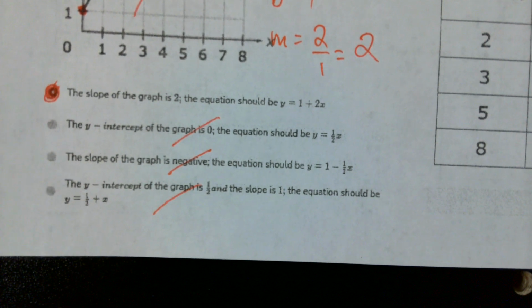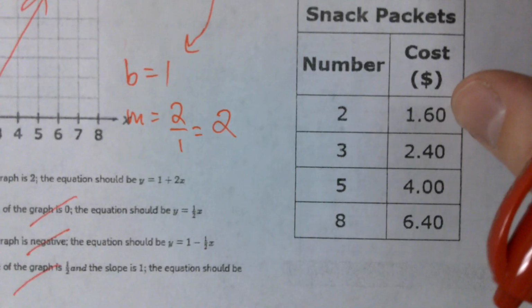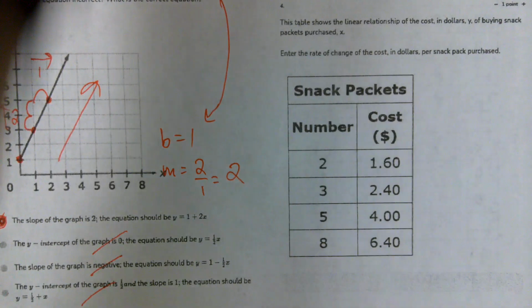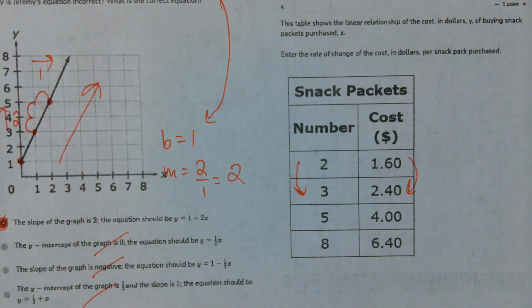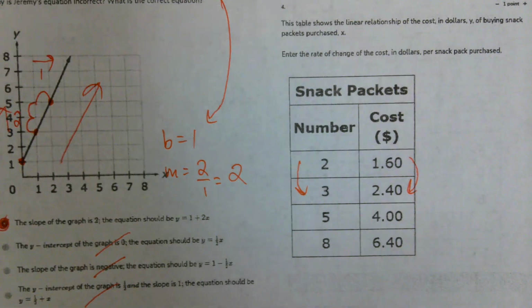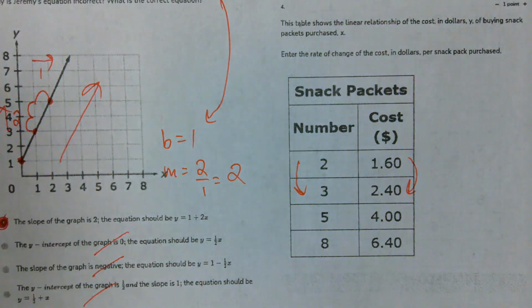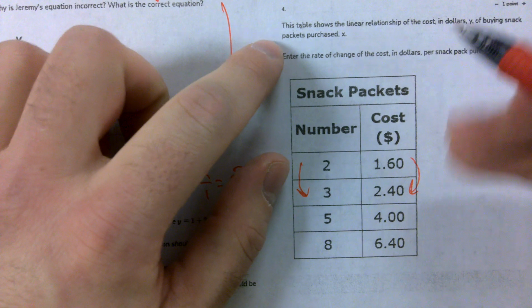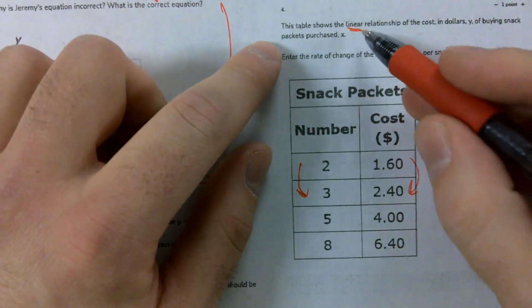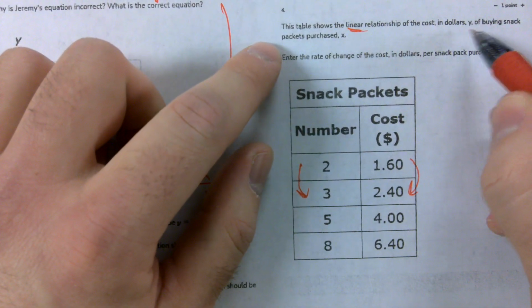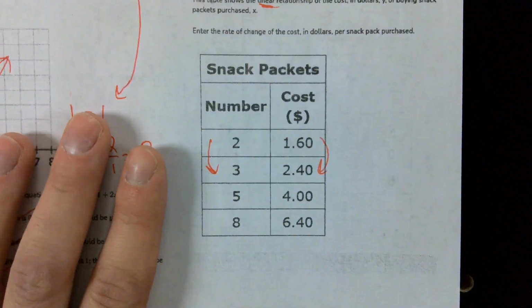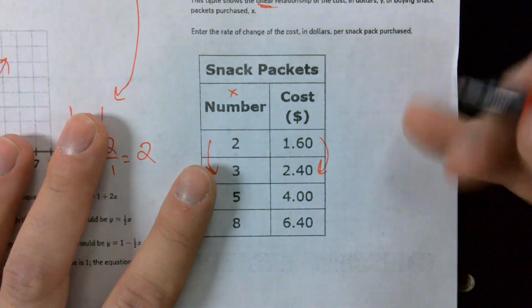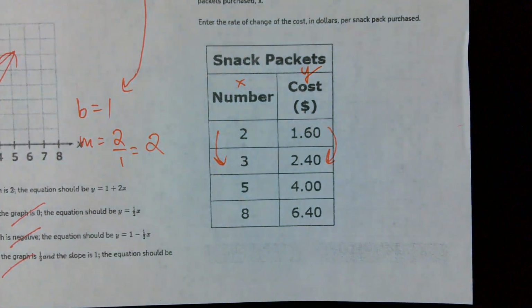Questions on 3. Good, now we're going to 4. We got a table. Whenever we see a table, our brain should just automatically draw these little arrows from the first data point to the next data point, because whatever we have to do with this problem, that's most likely going to be part of it. But let's see. This table shows the linear relationship, linear, no exponents, right, of the cost in dollars, y, of snack packets purchased, which is x. So x is our number of snacks, y is our total cost.